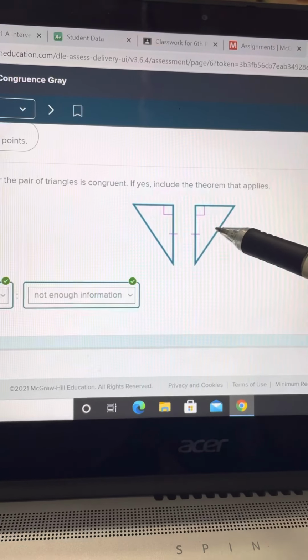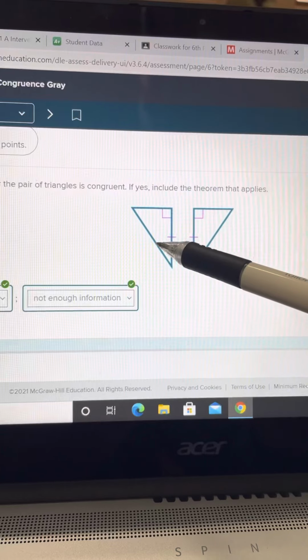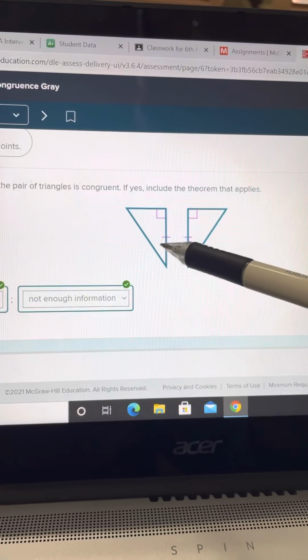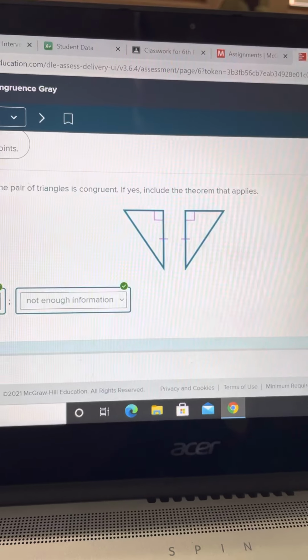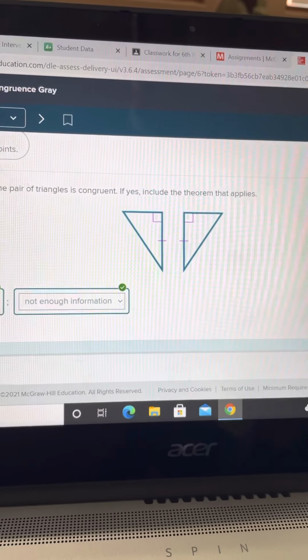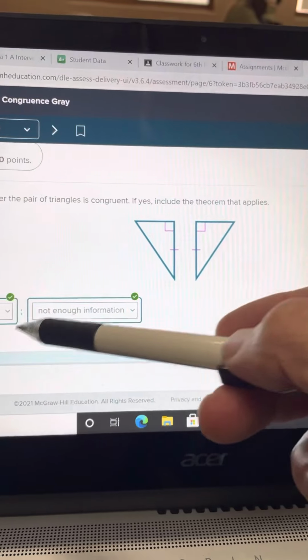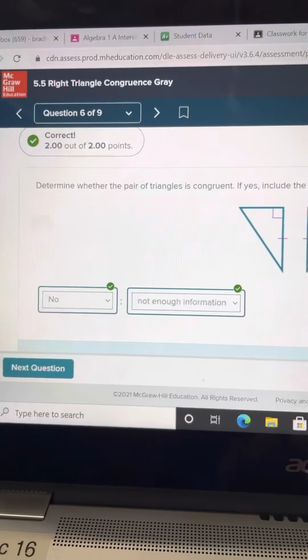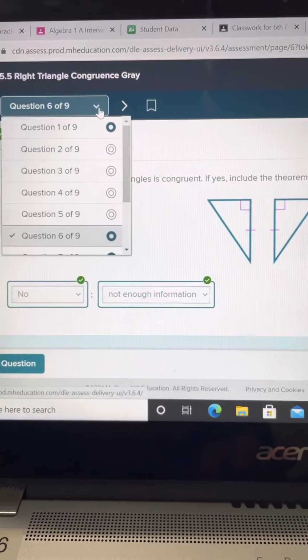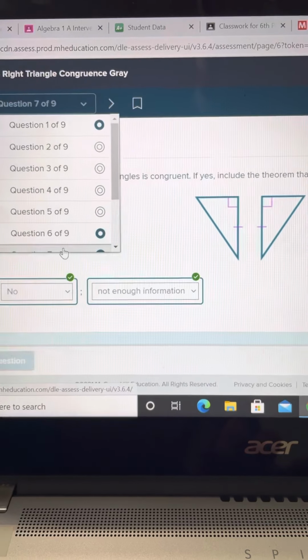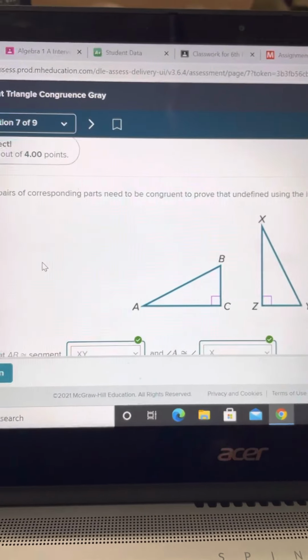The hypotenuse we would need to know for a hypotenuse leg, because we do have these legs that are congruent, but we don't know about the hypotenuse. We do know that they're 90 degrees. That's a little bit helpful information, but it doesn't give us enough, so there's not enough information. So no, you don't have enough information to make those congruent.